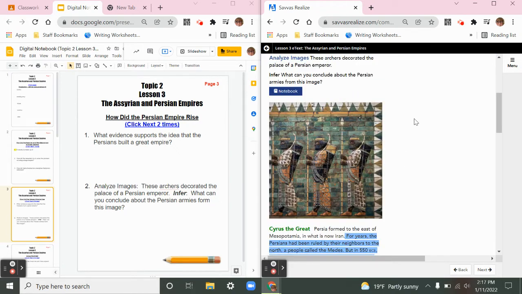Question number 2, analyze this image. These archers decorated the palace of a Persian emperor. So infer, what do you think? What can you conclude about the Persian armies from this image?